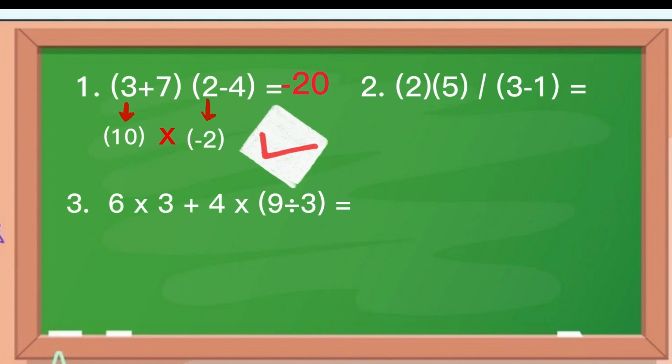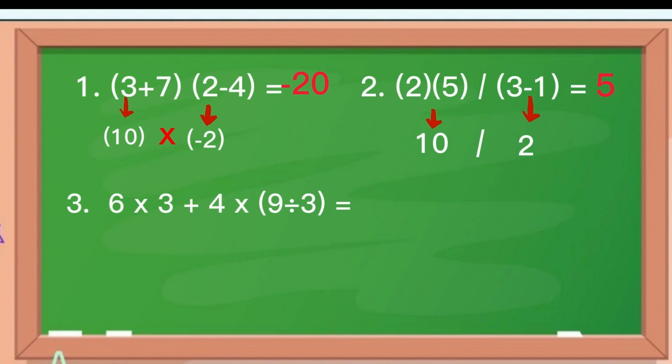So let's proceed to number 2. Kindly read: 2 times 5 divide 3 minus 1. Okay, so what is the answer? 5. Okay, so let's check your answer if that is correct. First, let's solve the operation in parenthesis, 3 minus 1 is equals to 2. Then next multiplication, 2 times 5 is equals to 10. Then copy the given operation, which is the divide. So 10 divided by 2 is equals to 5. So your answer is correct.